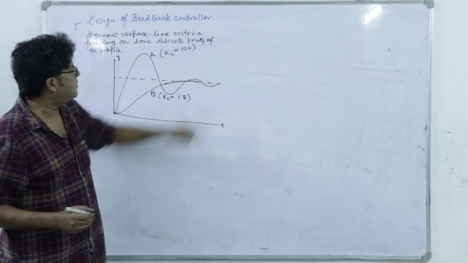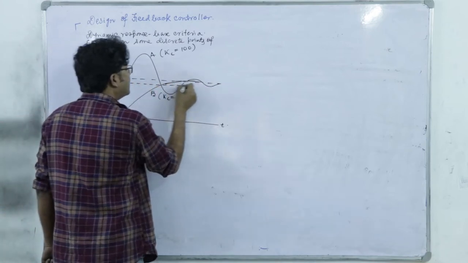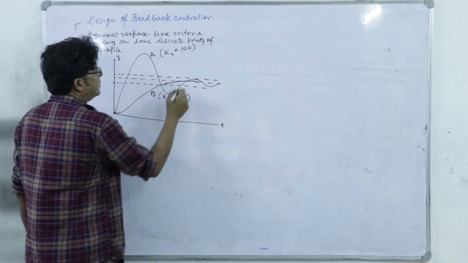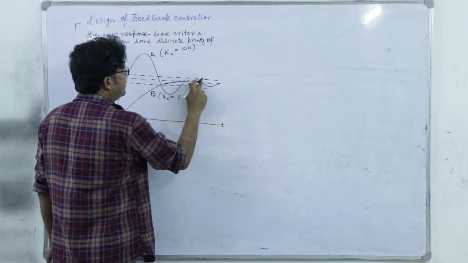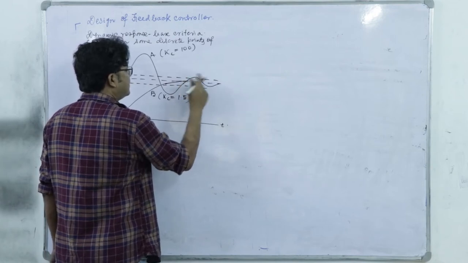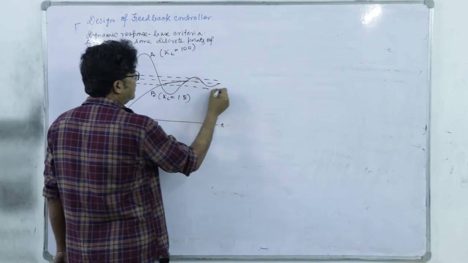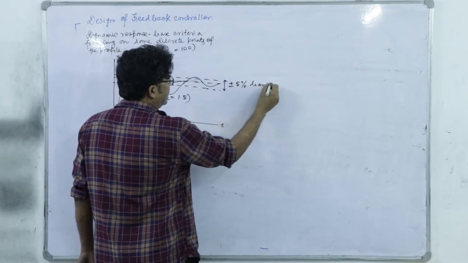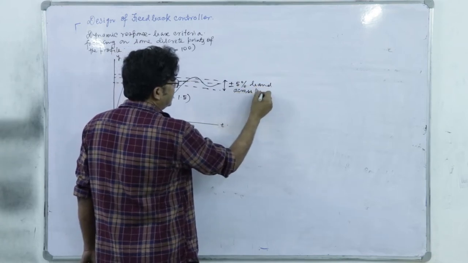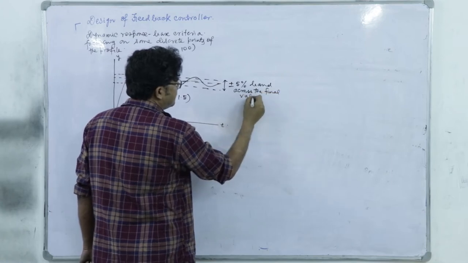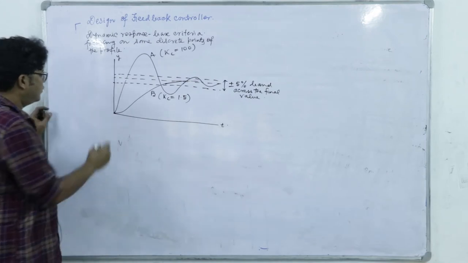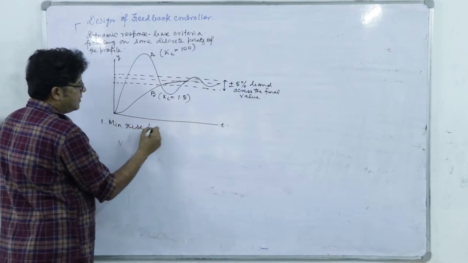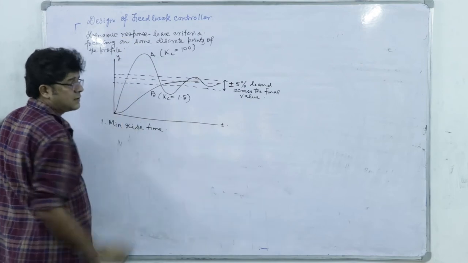And again it oscillates, and let's say this is the plus minus 5% band, right? And let's think the profile is like this. It slightly overshoots this plus minus 5% band. This is the plus minus 5% band across the final value, right? So if I choose first minimum rise time, that's a typical criterion which belongs to this category.